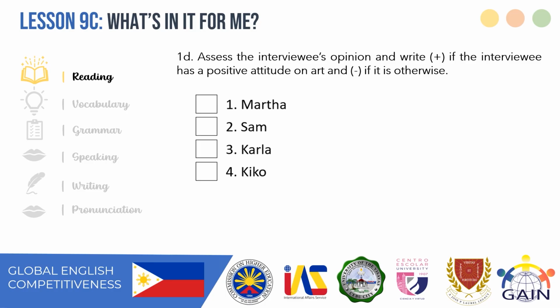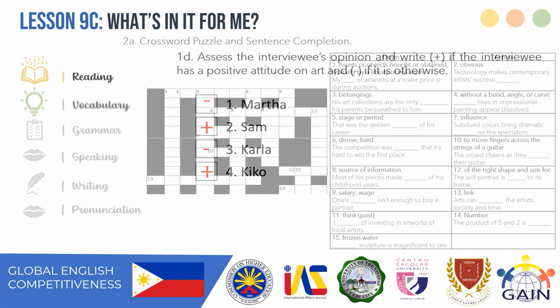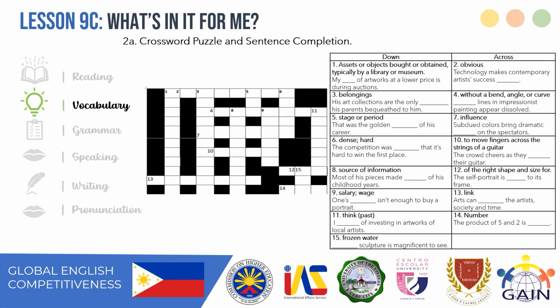For example, in number 1, Martha, based on the reading material, Martha's opinion was quite negative towards art. Now pause the video and answer items number 2 to 4. Here are the correct answers. Now let's check your vocabulary knowledge on art-related terms. Answer the crossword puzzle and complete the following sentences using the given clues.